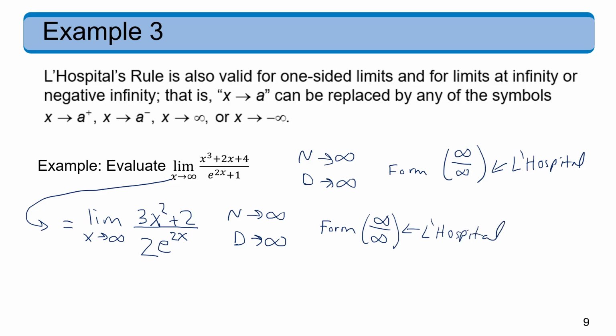Okay, so now let's rewrite this as a new limit as x goes to infinity. The numerator will be the derivative of this numerator, so that will be 6x plus 0, so it's just 6x.